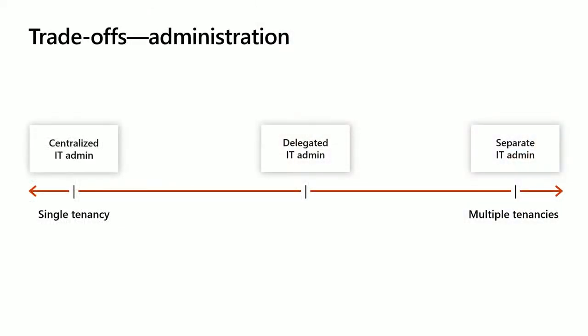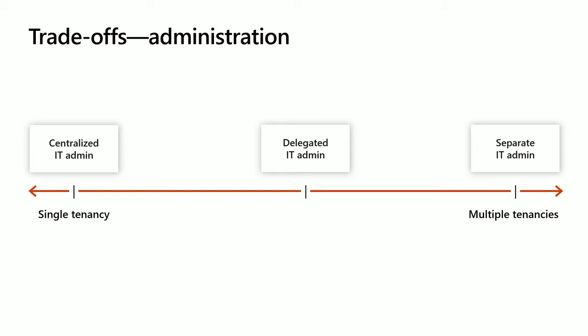So let's talk first about the administrative trade-offs. As I said earlier, if you're in an organization with very distinct business units that require administrative autonomy, and that includes the notion that there's no top-level admin, that each of these various businesses can fully control everything about the administrative experience of the tenant and the users that they're managing, that's probably a pretty good sign that you should be looking at multiple tenants.